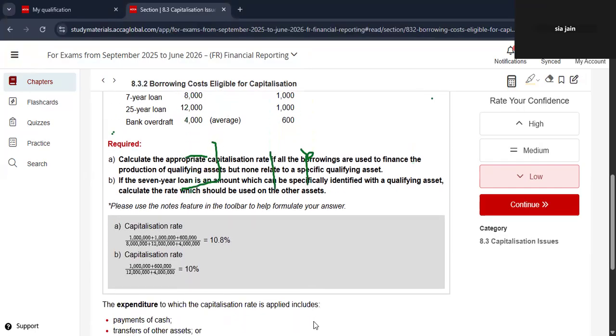And the second scenario. If the 7-year loan is specifically identified with the qualifying asset, calculate the rate which should be used for the other assets. So we do not need to count this 7-year loan. We are just going to use this 25-year loan amount and the bank overdraft. Again, it's very simple. We use the 1,000 and the 6,000, and divide by the 12,000 amount and the 4,000, and we get a percentage.